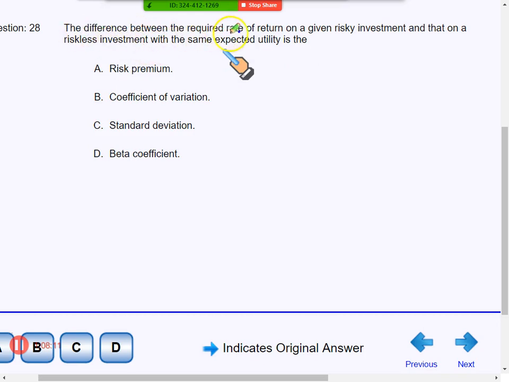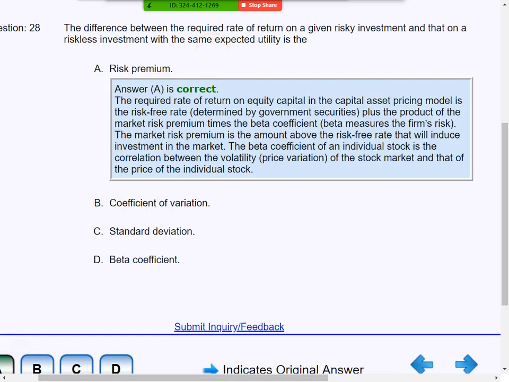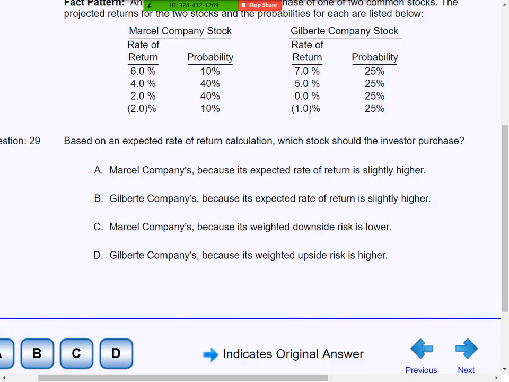The difference between the required market rate of return, which we call RM, since it's the difference, it means minus, and that on a riskless investment, RF. What is it called? See, now it makes much more sense. The difference between the risk-free rate and the return on the market is simply called the risk premium or the market risk premium. If you attach beta with it, it will be the company specific risk premium or the asset risk premium. Next.